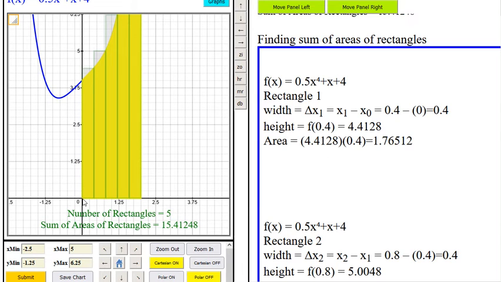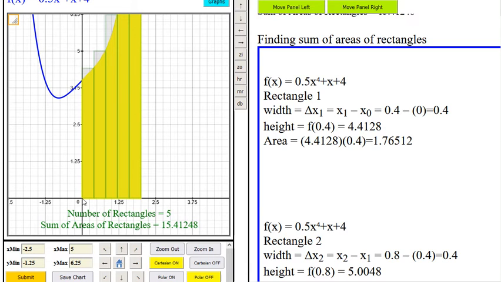This is x of 0, this is x of 1, x of 2, x of 3, x of 4, and x of 5. And so in this case, x of 0 is 0, x of 1 is 0.4, since we're going from 0 to 2, and we're dividing it by 5, and so 2 divided by 5 is 0.4. And so the width of each rectangle is 0.4. And so the width of the first rectangle is 0.4.